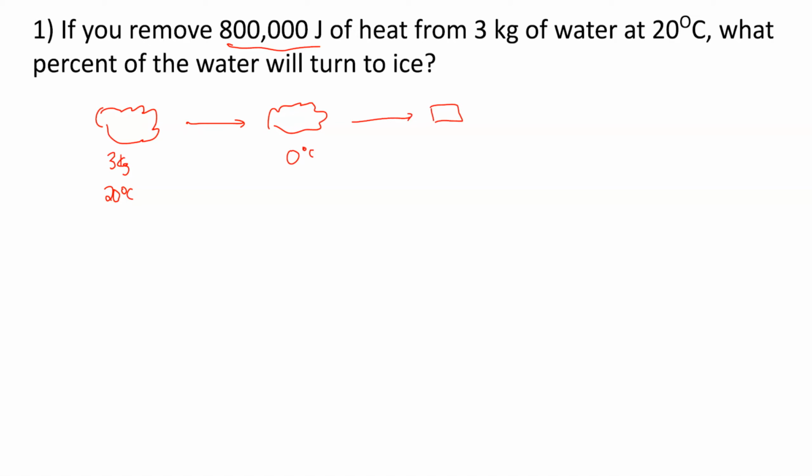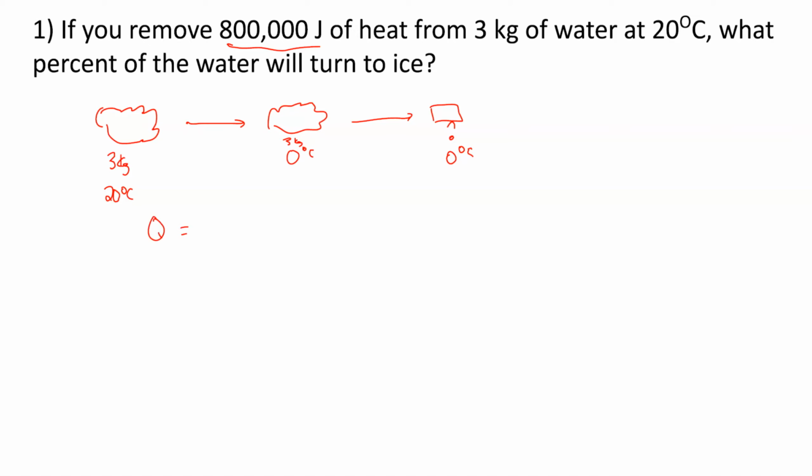The only trick here is that it's not going to all turn into ice, right? They're saying what percent turns to ice. So while this is 3 kilograms, and it started out 3 kilograms, this is some unknown part that will be 0-degree ice. So there's kind of two transitions here. You could go ahead and find the first one and then see what's left for the second one, subtracting everything. Or you could write it all out in one fell swoop. Let's do that, just keep it simple.